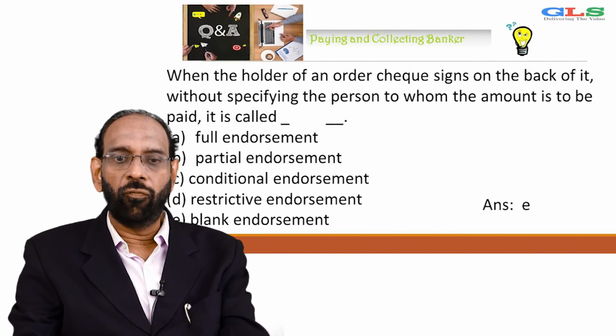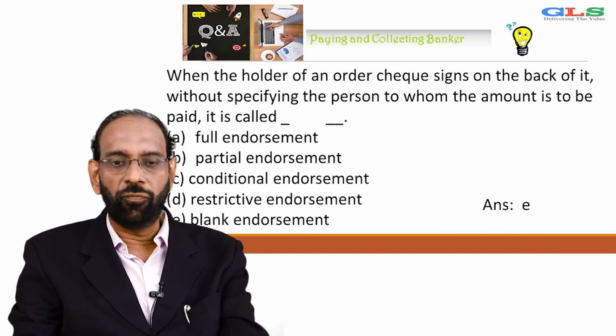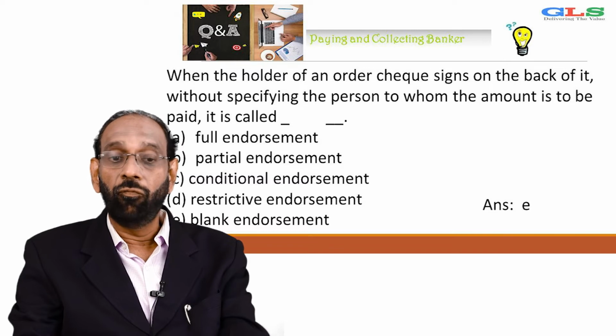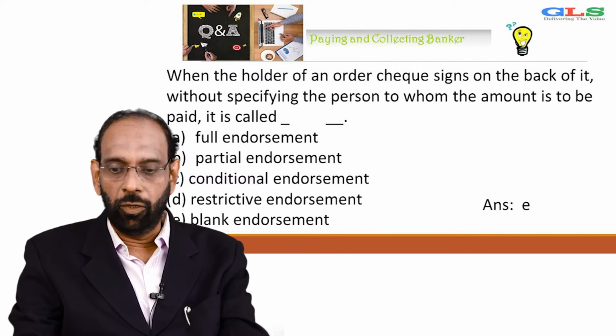When the holder of an order check signs on back of it without specifying the person to whom the amount is to be paid, it is called full endorsement, partial endorsement, conditional endorsement, restrictive endorsement and blank endorsement. The answer is E, that is blank endorsement. So when the holder of an order check signs on the back of it without specifying the person to whom the amount is to be paid, it is called blank endorsement.